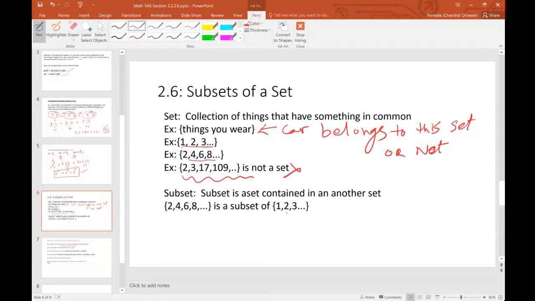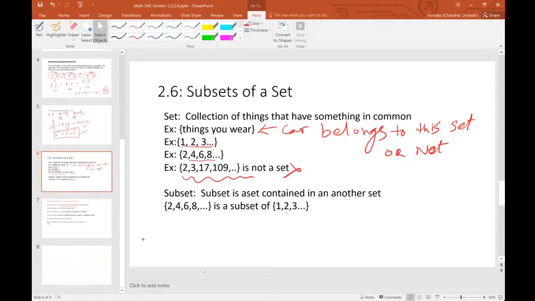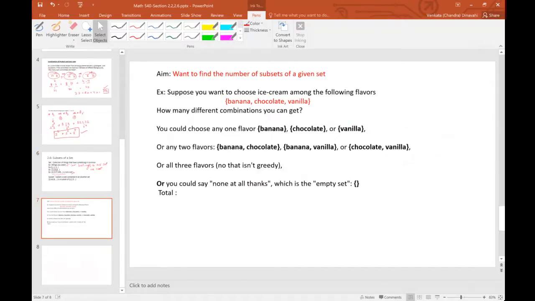Please remember, that is the definition of a set. A subset means it is again another set. There should be a gap between A and a set, I apologize for that. It is a set contained in another set. For example, 2, 4, 6, 8, a bunch of even numbers, is a subset of 1, 2, 3, 4, and so on, the natural numbers. So I think you all understood the definition of a set and a subset. And what we are trying to do here, where the product rule comes into the picture, is I'll give you a set and ask how many different subsets it can have.